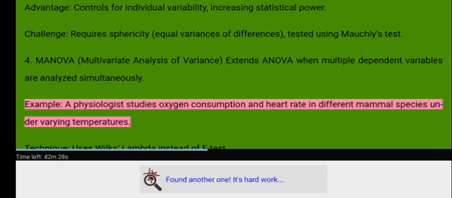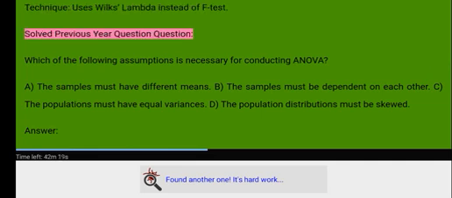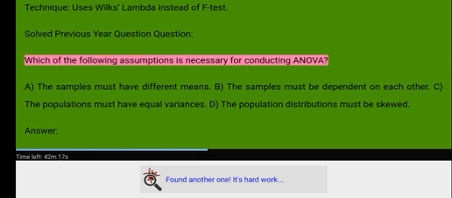Example: a physiologist studies oxygen consumption and heart rate in different mammal species under varying temperatures. Technique: uses Wilks' lambda instead of the F test. Solved previous year question. Which of the following assumptions is necessary for conducting ANOVA?